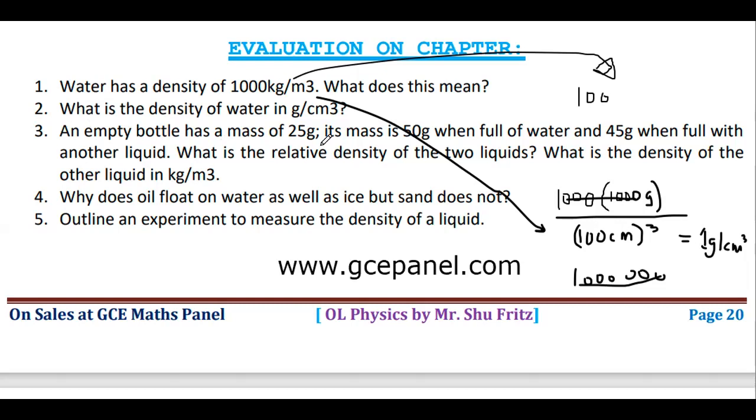An empty bottle has a mass of 25 grams. Its mass is 50 grams when full of water and 45 grams when full with another liquid. What is the relative density of the two liquids? What is the density of the other liquid in grams per cm cube and kilogram per meter cube?